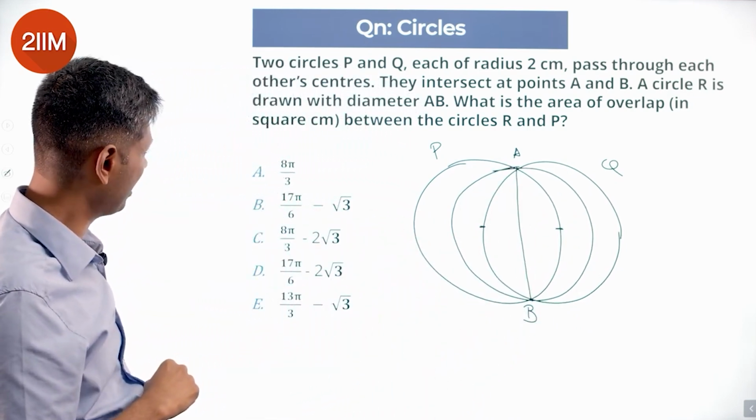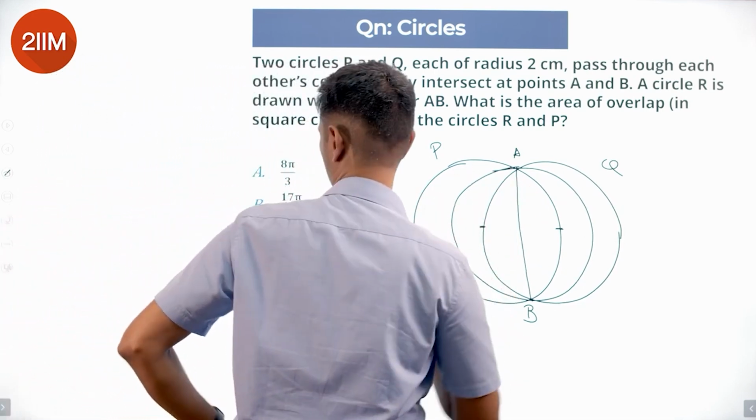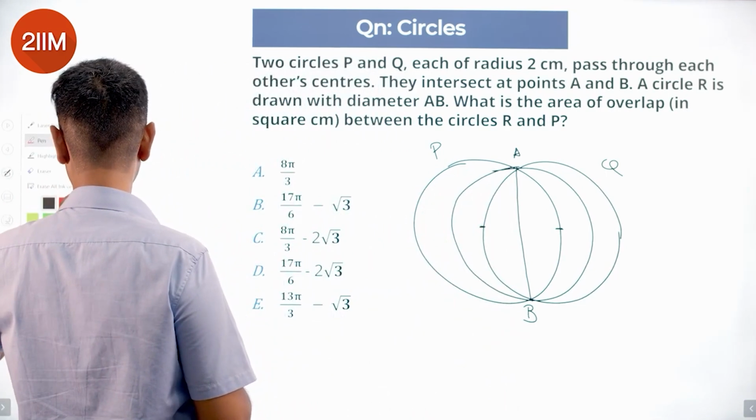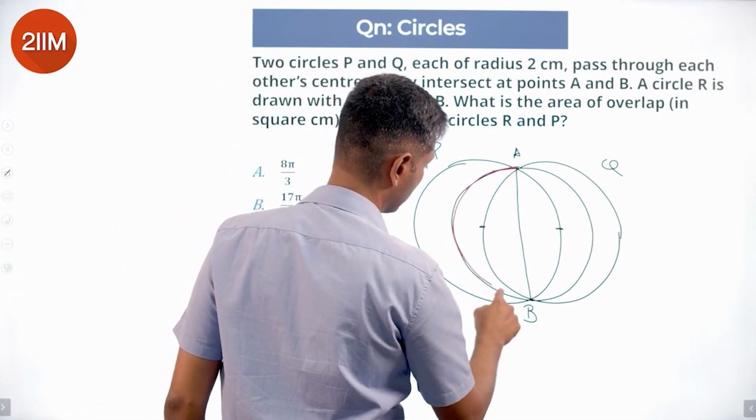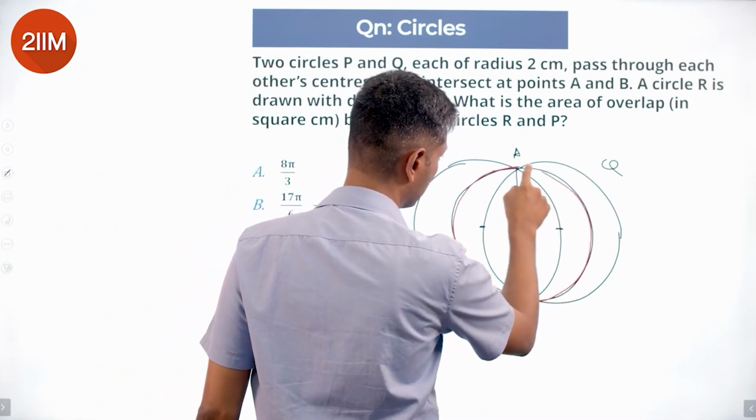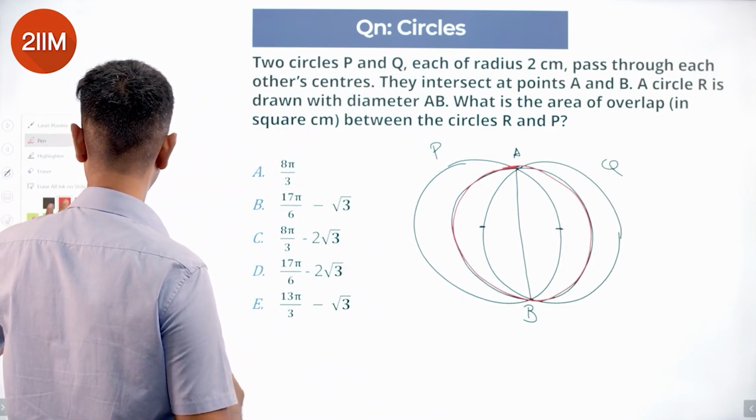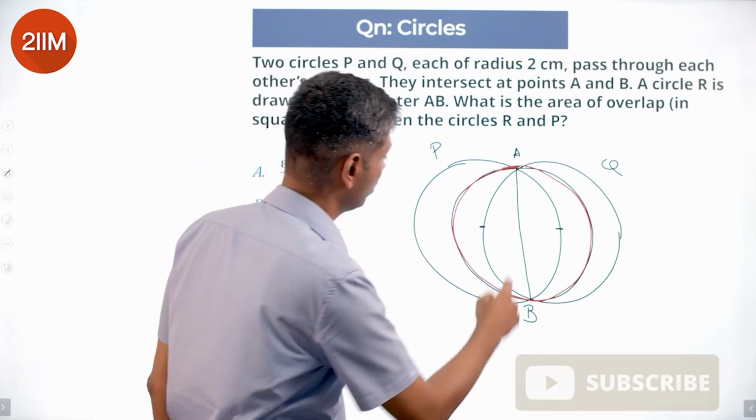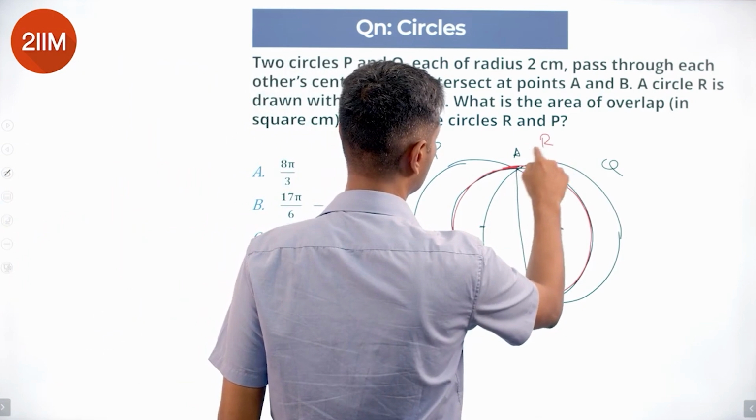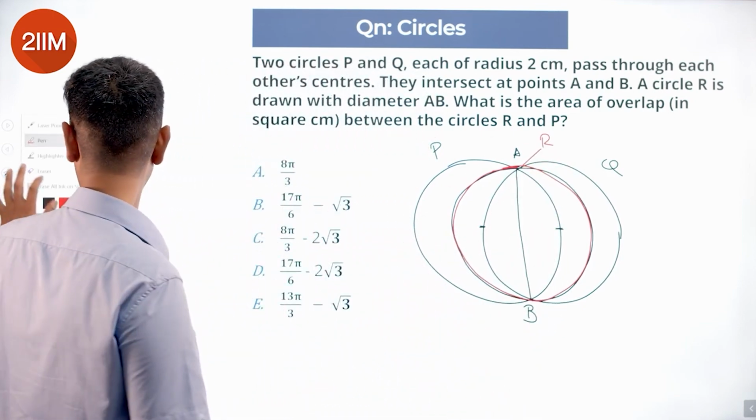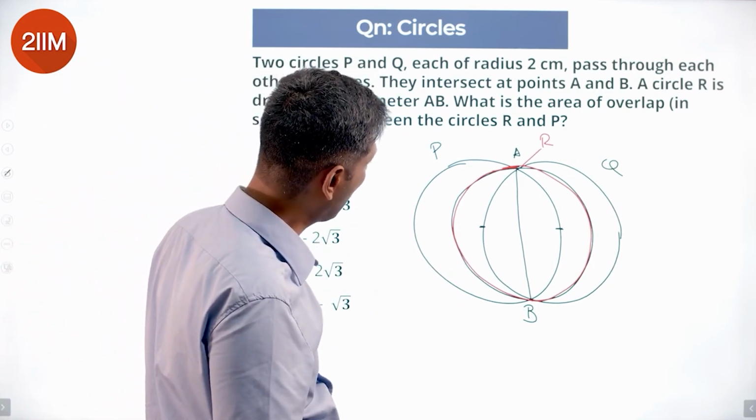What is the area of overlap between the circles R and P? This circle is circle R. Let me see if I can put in a different color. We have the option. Why not do that? This is circle R. And so we want to find the area overlapping between circles R and P. What will be the area overlapping between R and P?